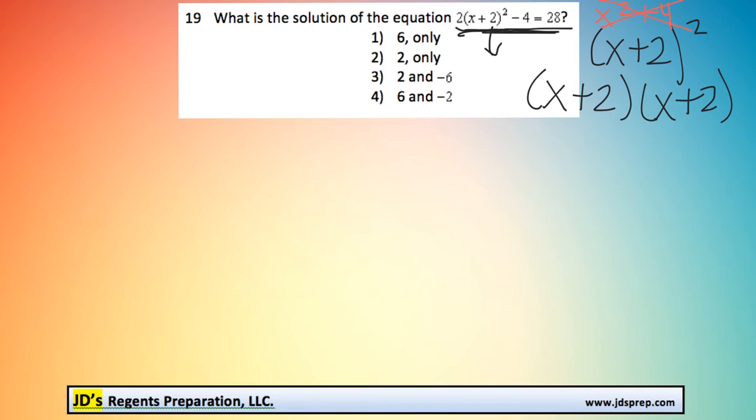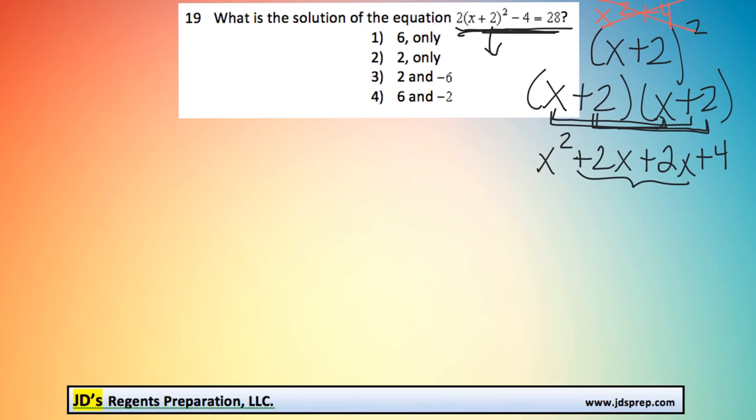Okay, so if we use the FOIL method, I'm going to do x times x to get x squared, x times positive 2 to get plus 2x, 2 times x to get another plus 2x, and then positive 2 times positive 2 to get 4. And then from here we can combine these two terms together, so it would become x squared plus 4x plus 4. Okay, so that is what (x plus 2) squared becomes.